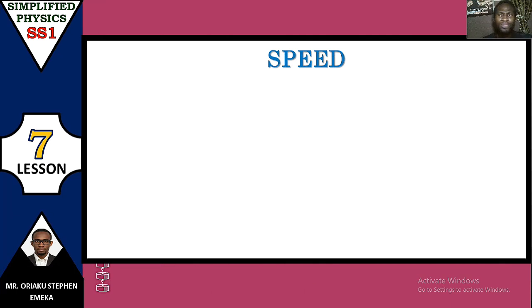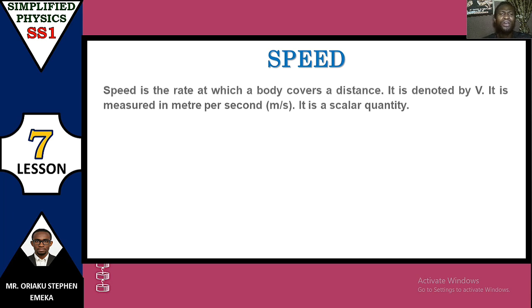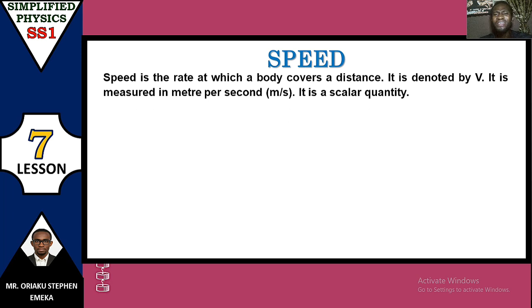So we talk about speed. What is the meaning of speed? We have talked about displacement, we've talked about distance, we've talked about position. So what is speed? Speed is the rate at which a body covers a distance. How fast does a body cover a distance? It is denoted by V, that is the symbol for speed. It is measured in meter per second, and it is a scalar quantity, meaning that it has magnitude but no direction.